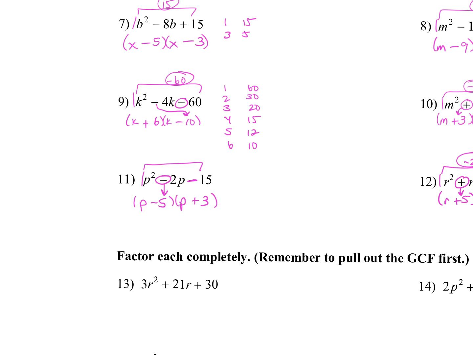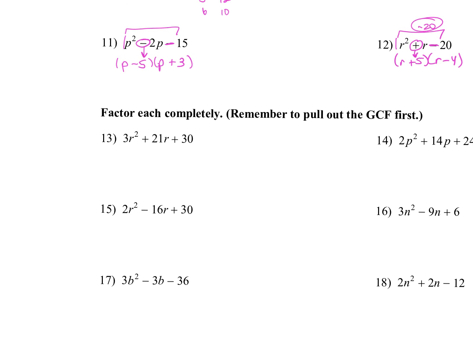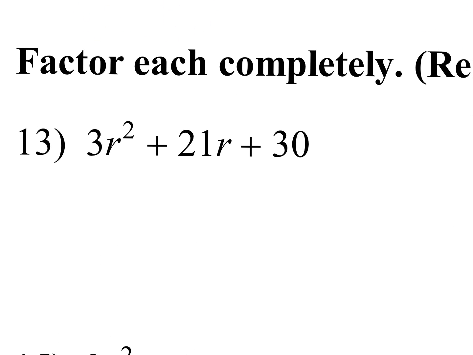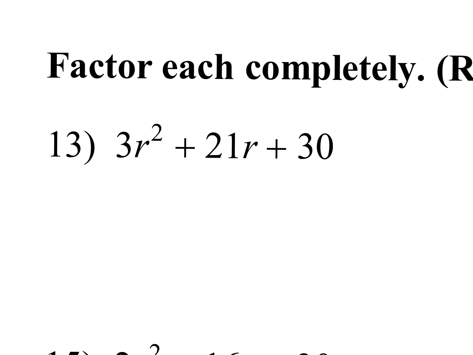All right, and then I come to these, and it says to factor completely. That means I'm going to have more than one thing to do. What do you notice about 3r squared, 21r, and 30? They're all divisible by what? 3. That's why we always ask ourselves for the GCF. What is a GCF between all of these? It's 3. So I'm going to take it out.